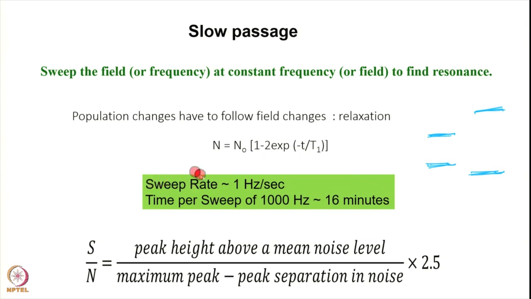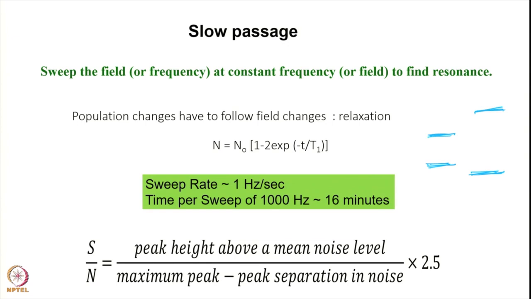Suppose I keep the sweep rate as 1 hertz per second, okay. And now suppose I have a 100 megahertz spectrometer, 100 megahertz 10 ppm will be 1000 hertz. So, the time for sweep will be 1000 seconds, which is approximately 16 and a half minutes, okay. And that is a huge amount of time. For scanning through the spectrum once, it is enormously time consuming, okay.